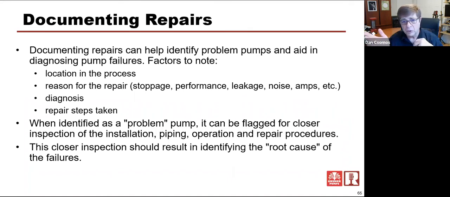Running that pump off the curve at night caused that pump to be a problem pump. It wasn't the pump. It wasn't the seal. It wasn't the motor. It wasn't anything. It wasn't even the system. It was how they operated the system. So trying to get back to a root cause, any piece of information you can piece together from your customers, and sometimes there's not a lot of information, can really help you determine why a pump failed.